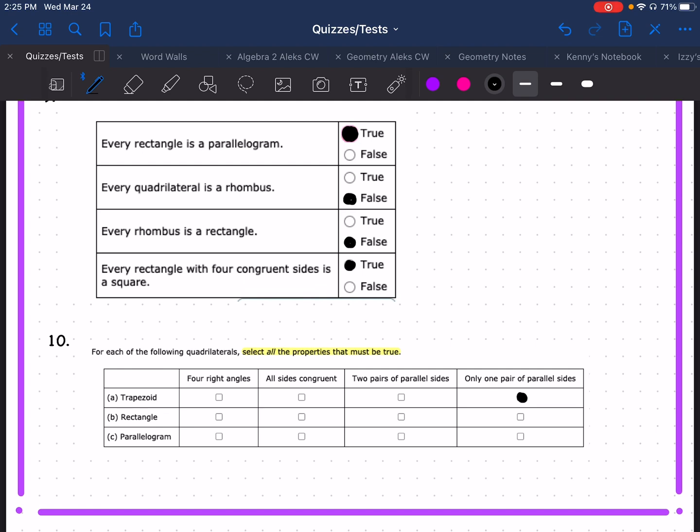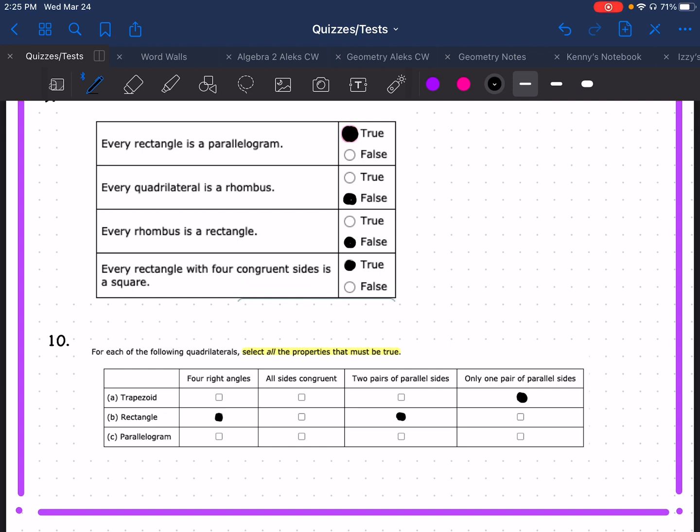A rectangle. Four congruent angles? Yes. All sides are congruent? No. Two pairs of parallel sides? Yes, because it is a parallelogram. Only one pair of parallel sides? No, it has two, so I'm going to leave that one unclicked.